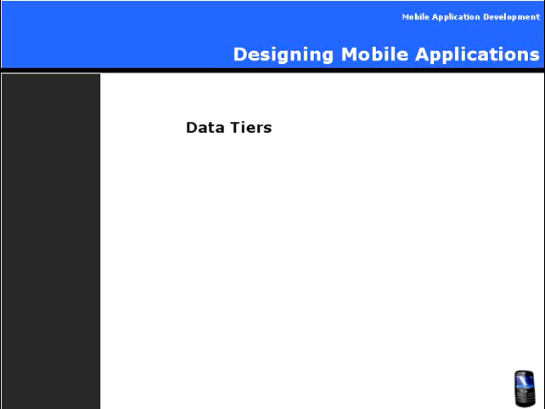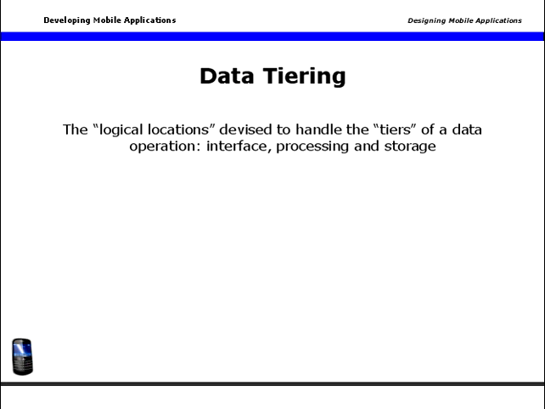Data tiers. As an app developer dealing with data, one of the most important concepts you can learn to embrace is the notion of data tiers, which describe the location in your system where data is processed. In designing a data-driven system, it is helpful to think in terms of the locations at which data is processed. Data tiers, or data tiering, is the logical locations devised to handle the tiers of data in a data operation: the interface tier, the processing tier, and the storage tier.